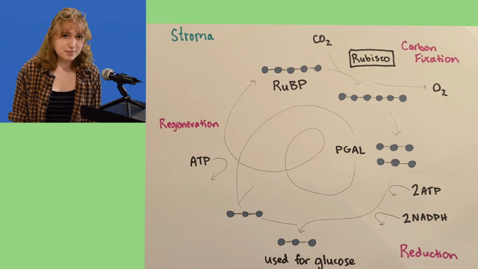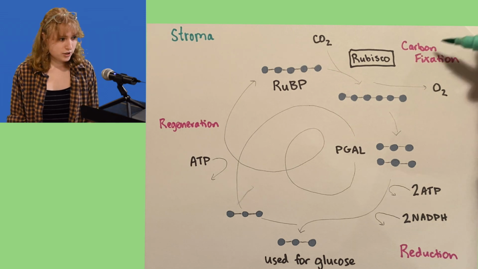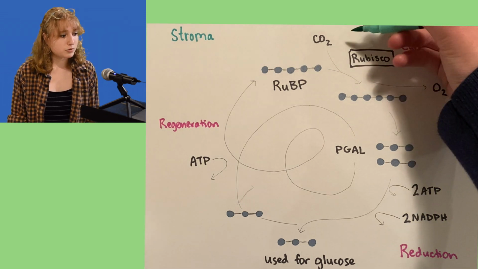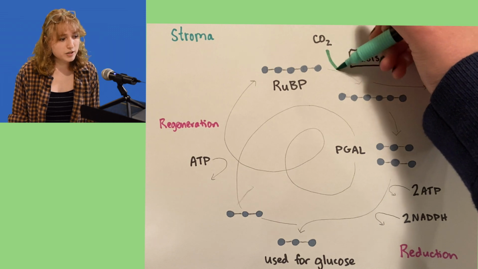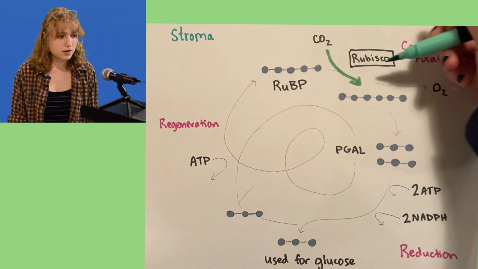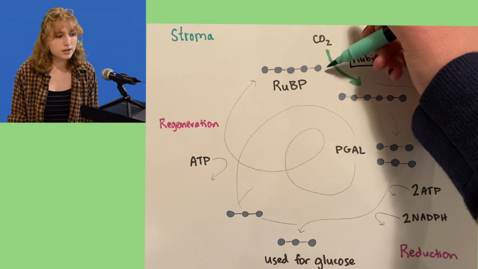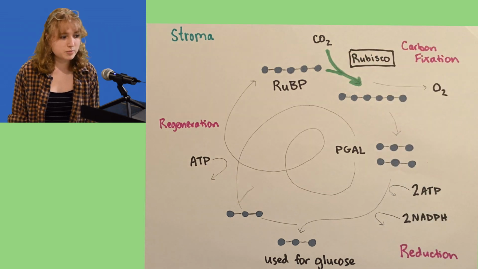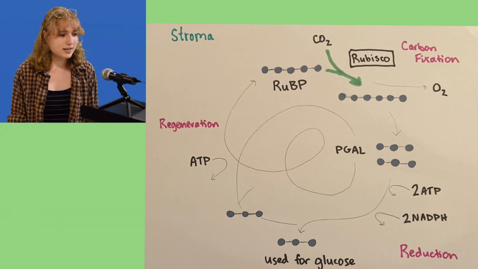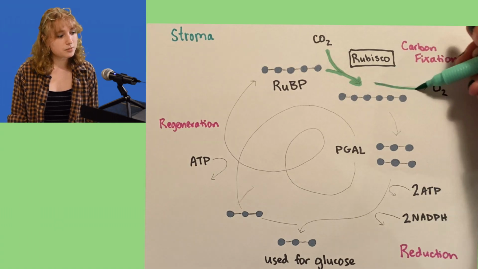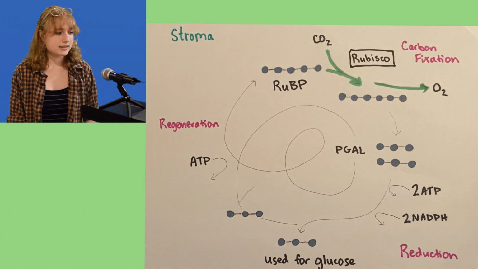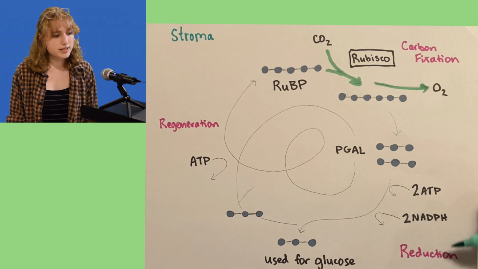The first step of the Calvin cycle is called carbon fixation. The first order of business is that the rubisco is going to combine an RUBP molecule with a CO2 molecule to get a 6-carbon molecule, because CO2 has 1 carbon, RUBP has 5, and 5 plus 1 equals 6. Ka-chow. All right. Oxygen is going to be released because we don't need it for the rest of this now, so bye-bye. The second step of the Calvin cycle is called reduction.